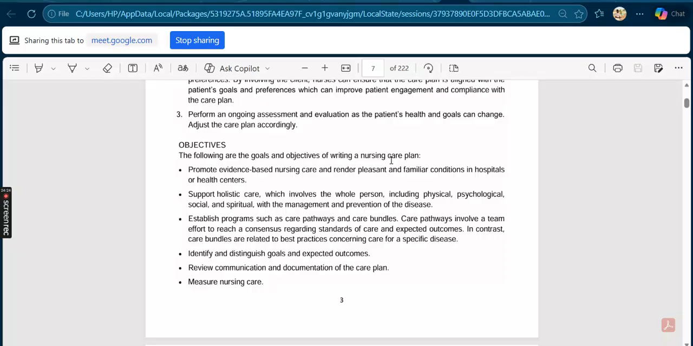Establish programs such as care pathways and care bundles. Care pathways involve a team effort to reach a consensus regarding standards of care and expected outcomes. In contrast, care bundles are related to best practices concerning care for a specific disease. Identify and distinguish goals and expected outcomes. It reviews communication and documentation of the care plan and also measures nursing care.